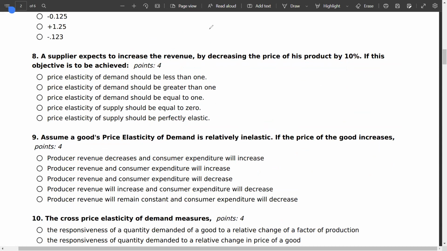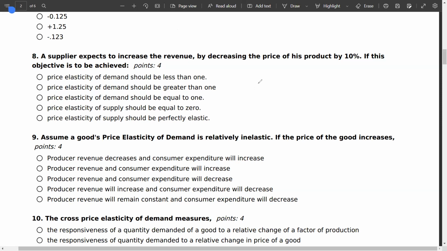is about, they are saying a supplier expects to increase the revenue by decreasing the price of his product by 10%. If this objective is to be achieved, the answers all are about price elasticity of demand or price elasticity of supply, and what that coefficient is. What type of PED or PES would cause the producers' revenue to increase by them decreasing the price of the product by 10%.